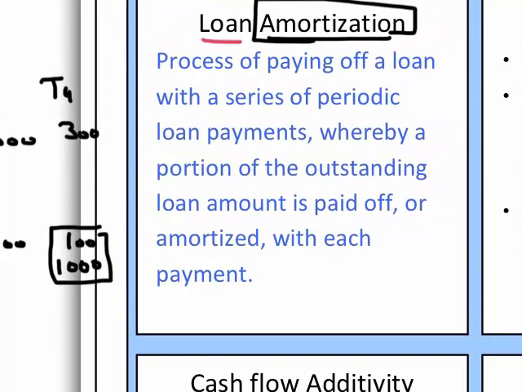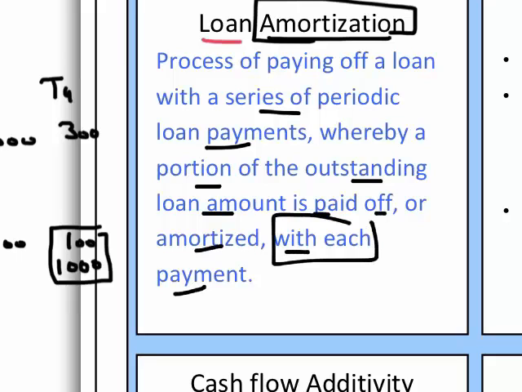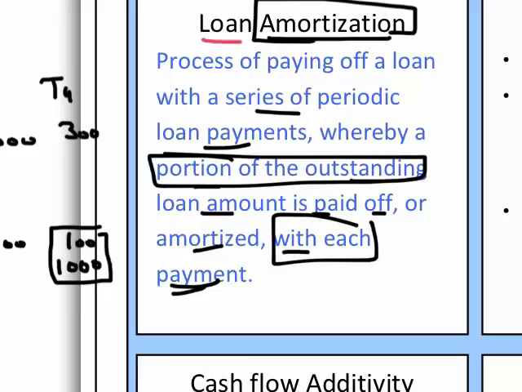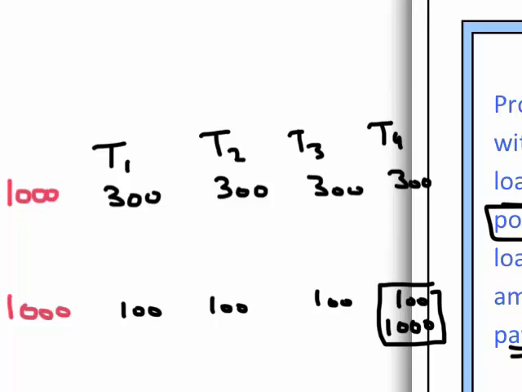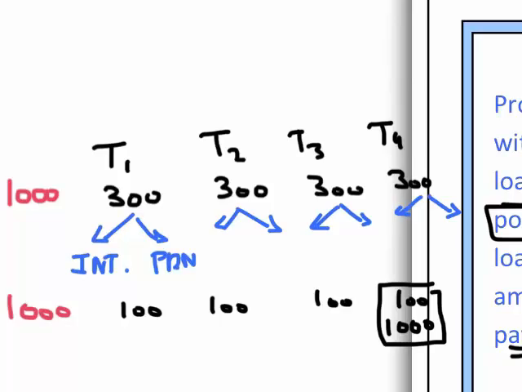So, amortizing is the process of paying off a loan with a series of periodic loan payments, whereby a portion of the outstanding loan amount is paid off or amortized with each payment. Each payment is settling a portion of the principal. Later on, we will divide these payments into interest and principal. Each payment will be divided into an interest portion and a principal portion. We'll do that later on. In fact, our calculator can do that for us.